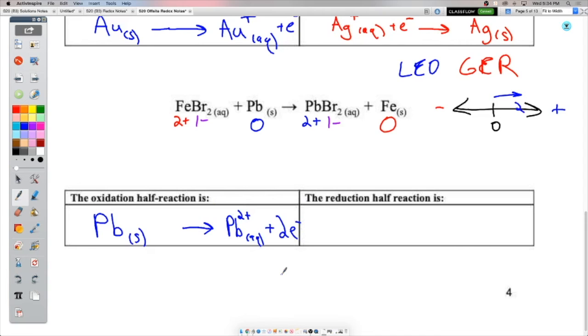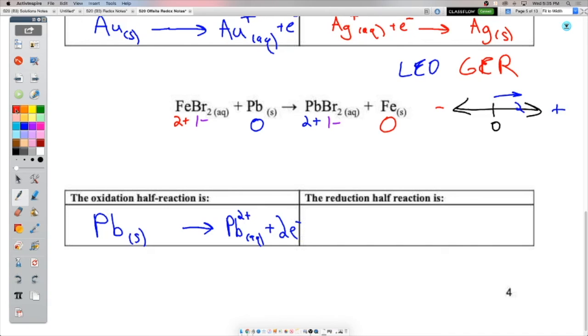Okay, great. Now, I kind of skipped over that. Why 2 electrons? Well, how many electrons do you think lead had to lose to go from 0 to 2 plus, right? If each electron has a charge of -1, then this thing must have lost 2 electrons, right? So that's why this thing here is 2 electrons.